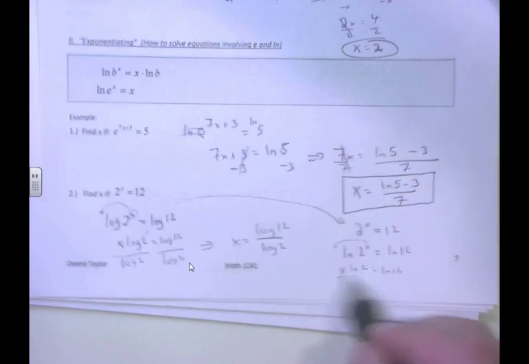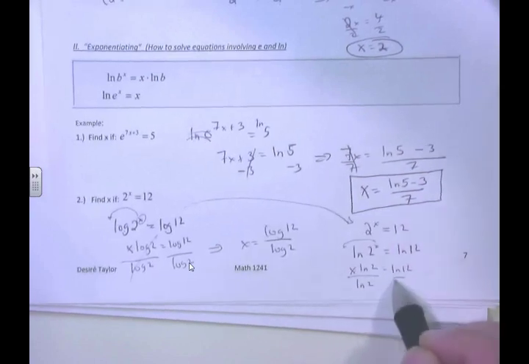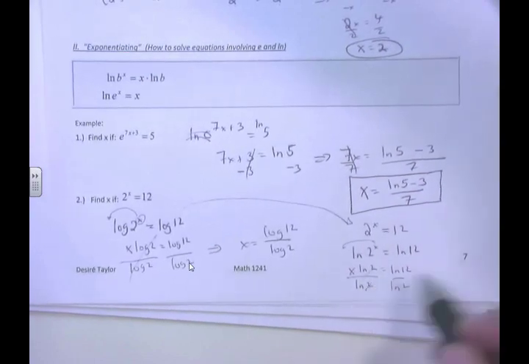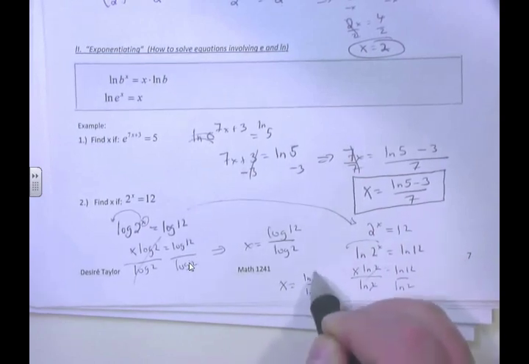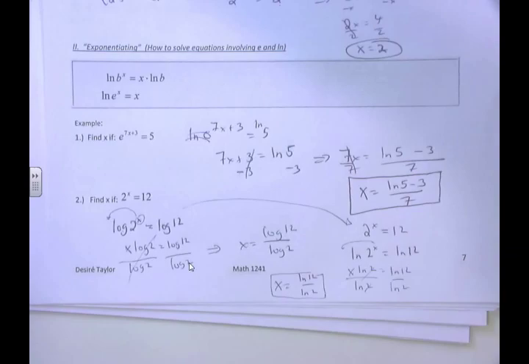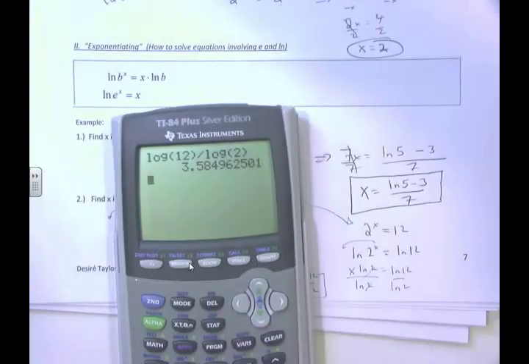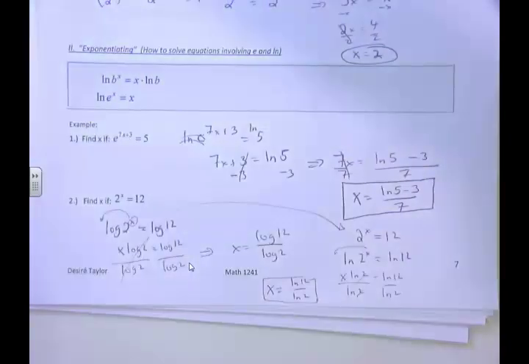And then, solving for x, I'm going to divide by the natural log of 2 on both sides, and I get x equal to the natural log of 12 divided by the natural log of 2. And notice, when I type that into my calculator, I get the same answer. Just a different log form.